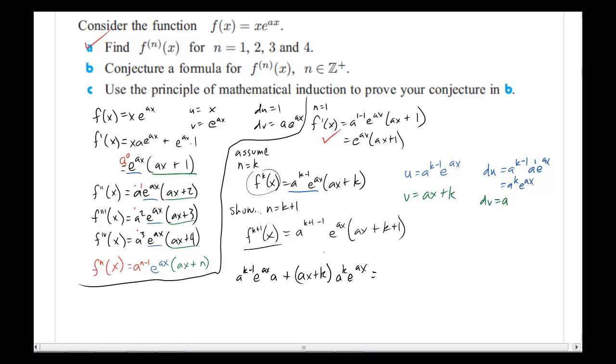Now if I rewrite this a little bit, I'm going to end up with a to the k e to the ax times ax plus k plus 1. And we note that here, again, I have a to the k minus 1 and a, which is going to give me a to the k. So if I take out a to the k e to the ax, then I'm left with 1 plus ax plus k. And notice that these two are exactly the same, except the 1's in a different place. Just move the 1 over, ax plus k plus 1, and I get exactly the same thing that I started with.